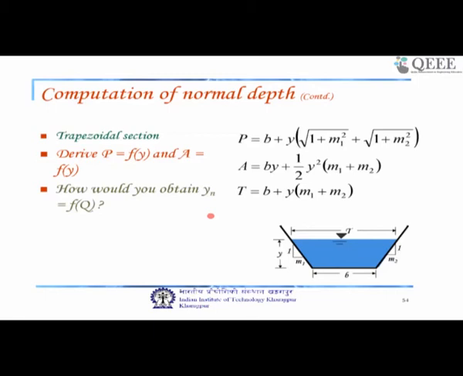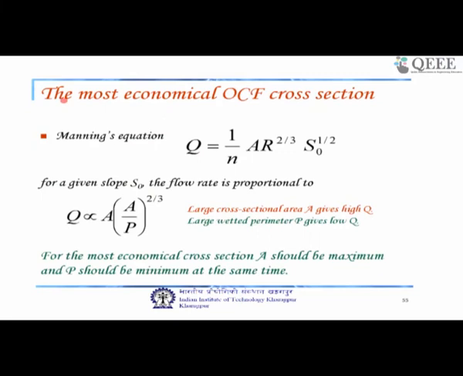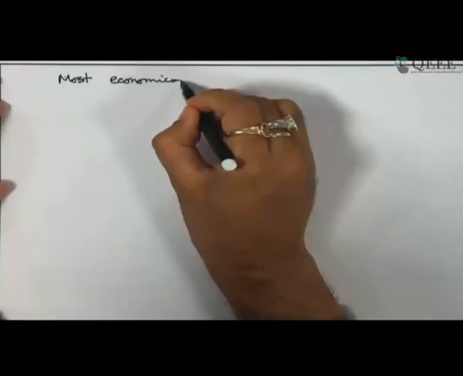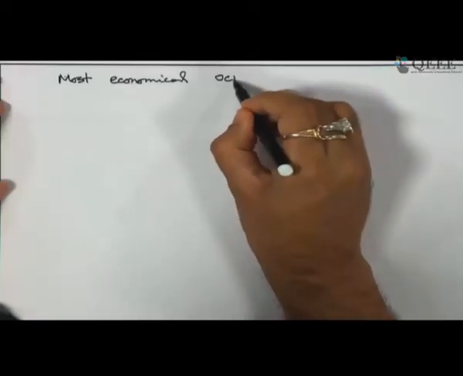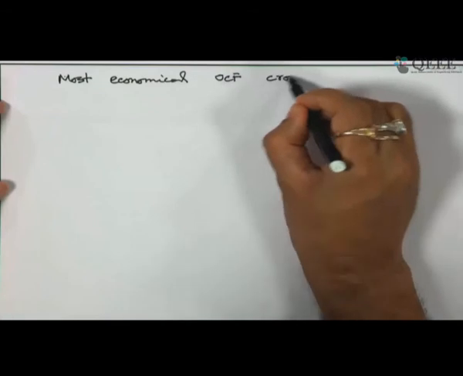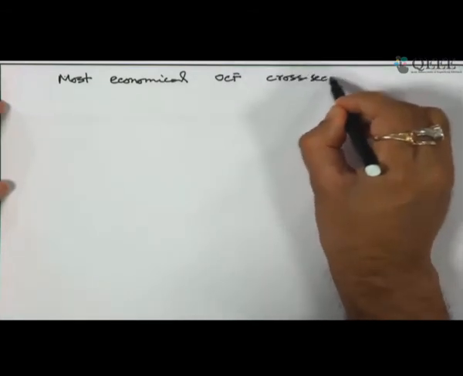from Manning's equation for a given discharge, given Manning's roughness and slope value. So, what is the most economical cross section? Most economical cross section. Most economical open channel flow cross section.